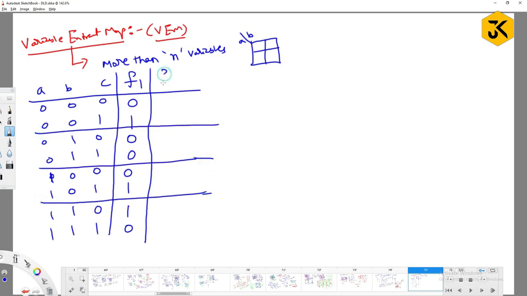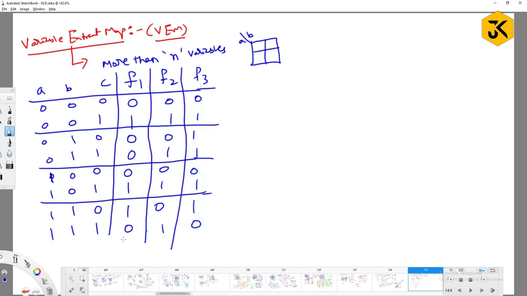Right? Assuming one more function F2, and one more function F3. F2 is 0, 1, 0, 1, 0, 1, 0, 1. Assume F3 as 0, 1, 1, 1, 0, 1, 1, 0. Guys, I made some assumptions here. F1 defines these values, F2 defines these values, F3 defines these values. Now, how can we represent these three variables in a two variable map? That is my question.